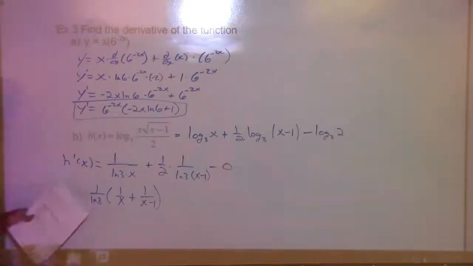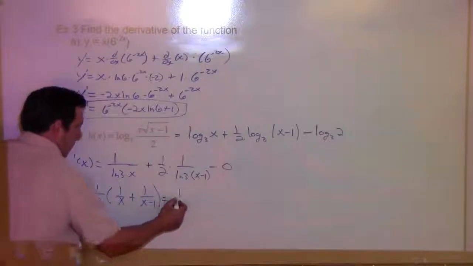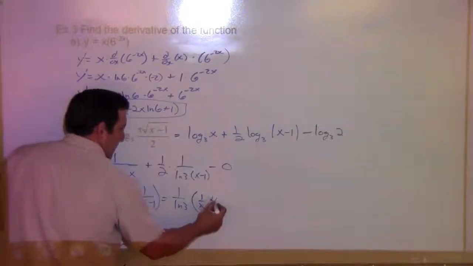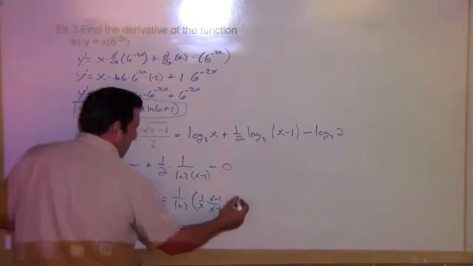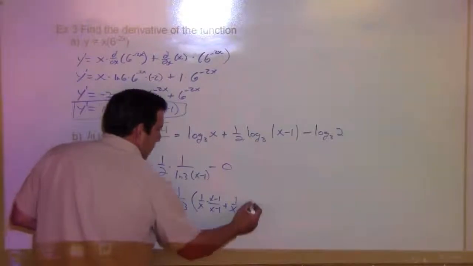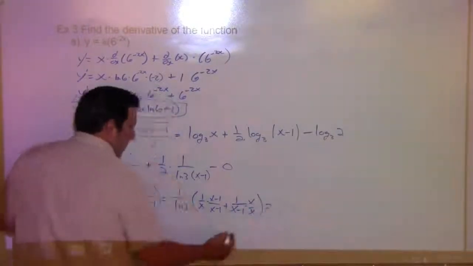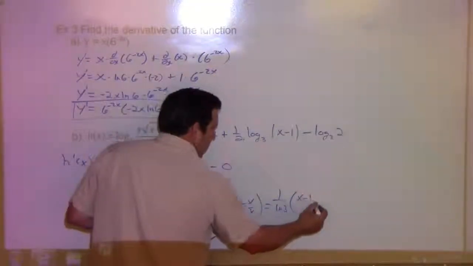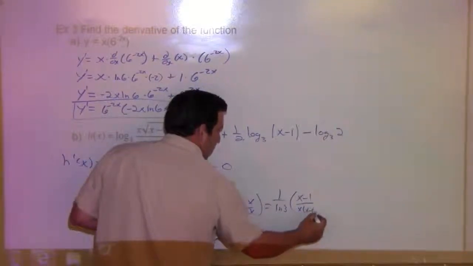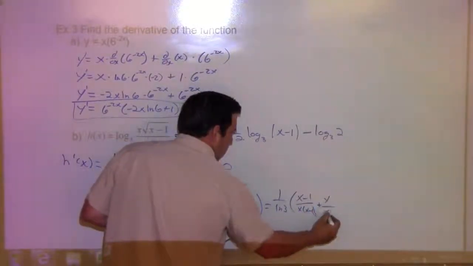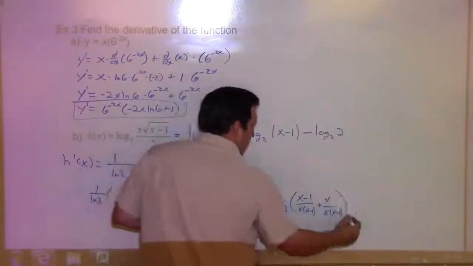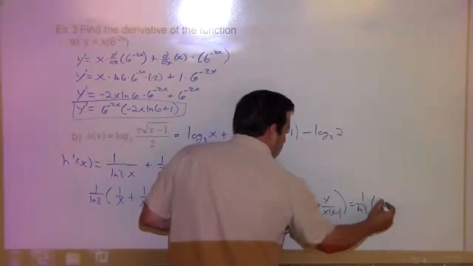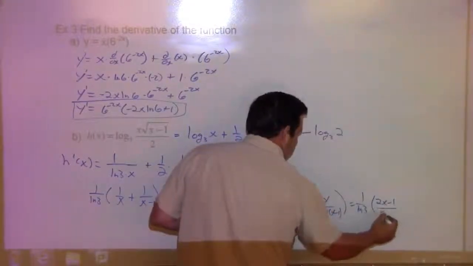If you wanted to, you could take this a step further and combine these two. This becomes 1 over natural log of 3 times 1 over x times x minus 1 over x minus 1 plus 1 over x minus 1 times x over x. And that would give us 1 over natural log of 3 times x minus 1 over x times x minus 1 plus x over x times x minus 1. And that's 1 over natural log of 3 times 2x minus 1 over x squared minus x.